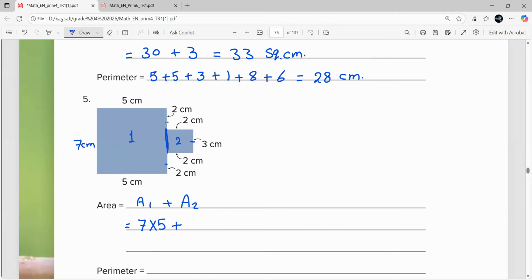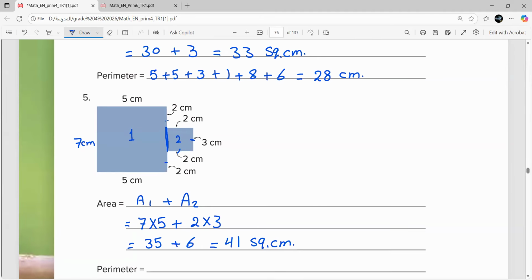Length times width, which is 2 times 3. Now, 7 times 5 equals 35, plus 2 times 3 equals 6. Now, 35 plus 6 equals what? Equals 41 square centimeter. Square centimeter because it is the area.